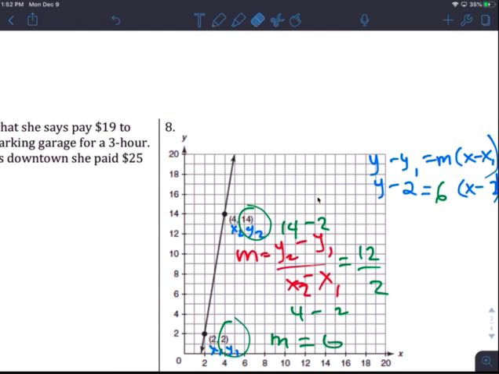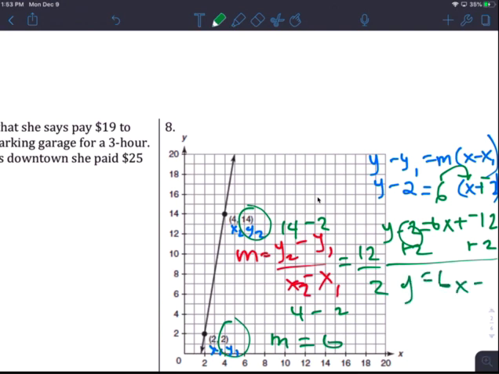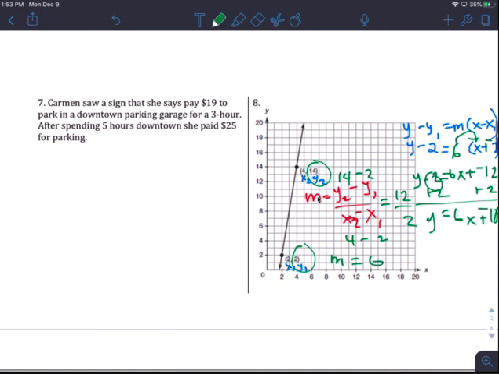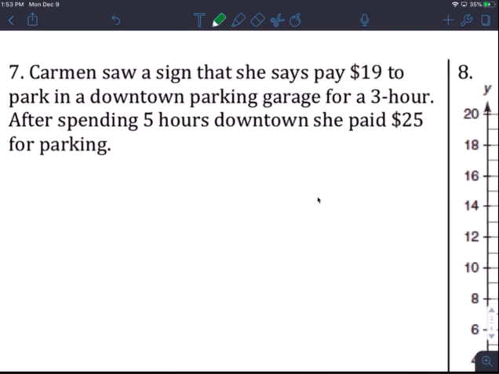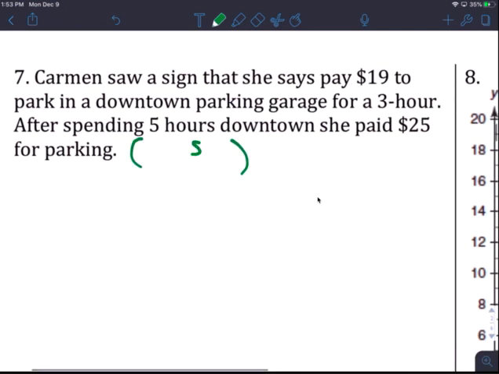6x minus 12, or additive inverse, 6x plus a negative 12, 6x minus 10, right? Or 6x plus a negative 10. So the y-intercept, 0, negative 10. Number 7, two ordered pairs, dollars always y.